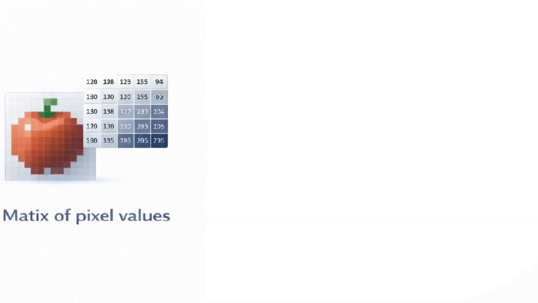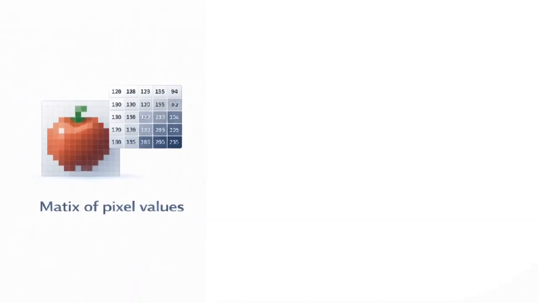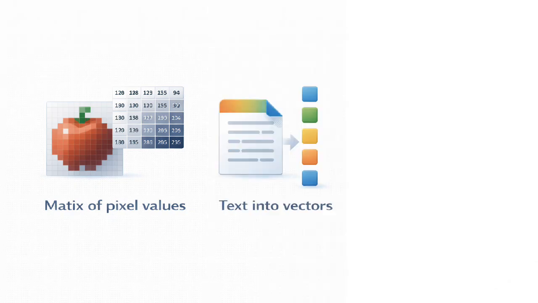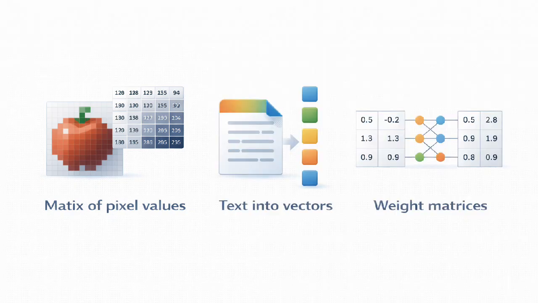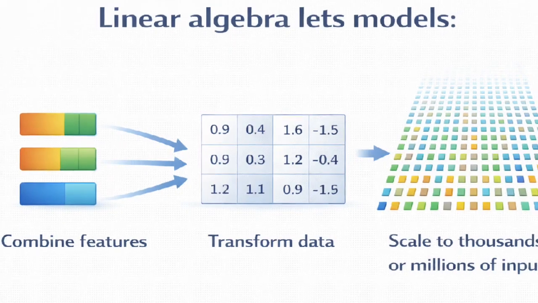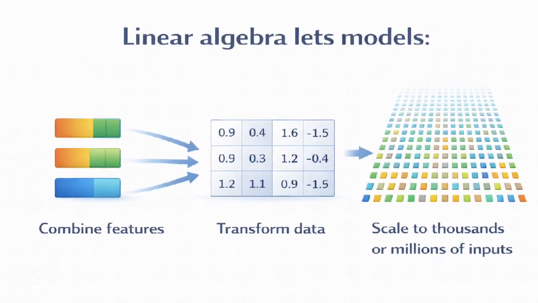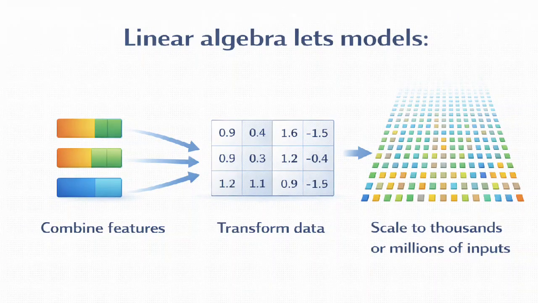For example, images are stored in the form of matrices of pixel values, text as vectors, and model parameters as weight matrices. Linear algebra lets models combine features, transform data, and scale to thousands or millions of inputs. Without it, you couldn't even store or process real ML data. Let's move to the next one.